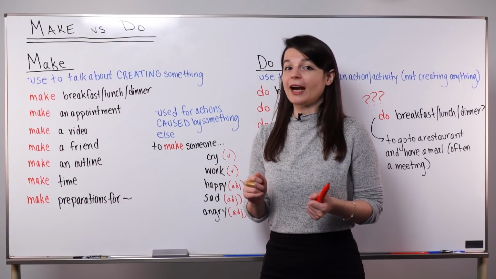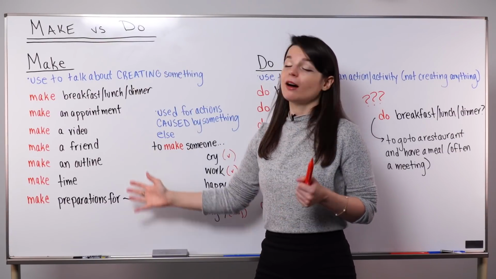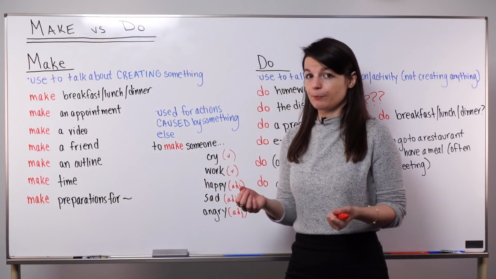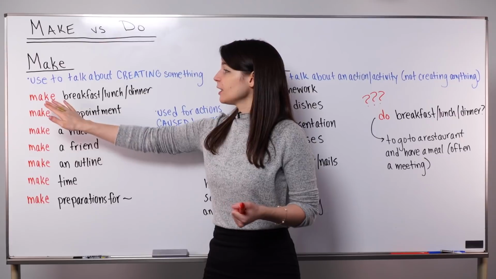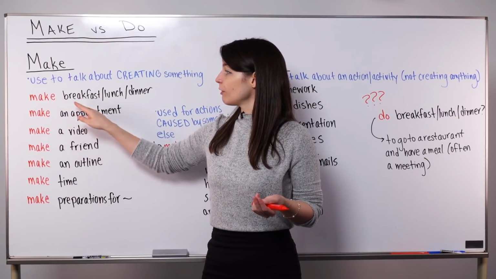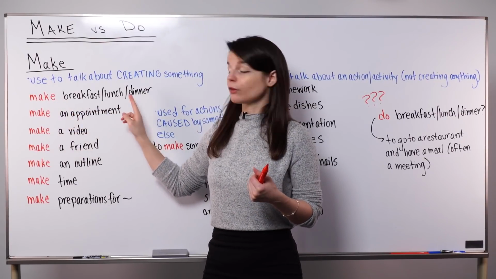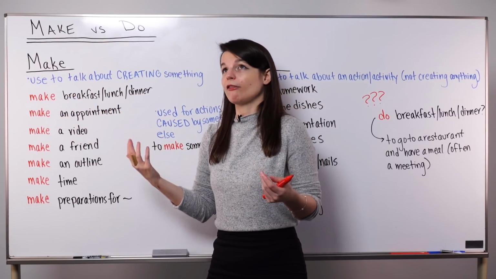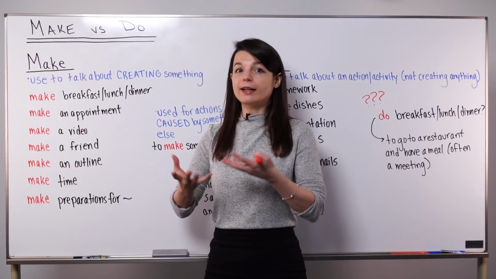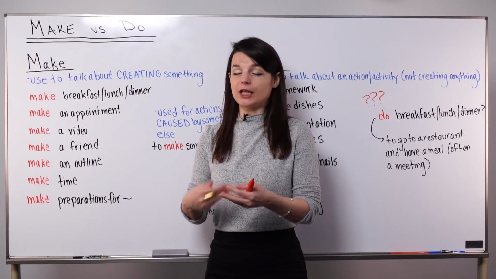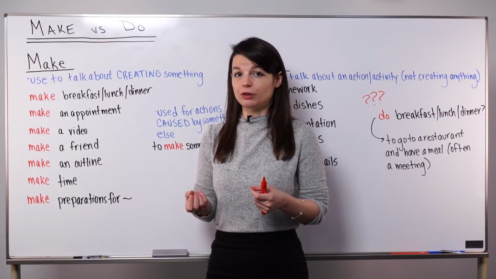So I want to look at a couple of very common examples of the ways that we use the verb make. First, we commonly use it when we're talking about cooking. So we can use this before like meal titles. For example, make breakfast, make lunch, or make dinner, make coffee as well. We are creating something new. So we are making that thing. That's why we use make, referring to creation.